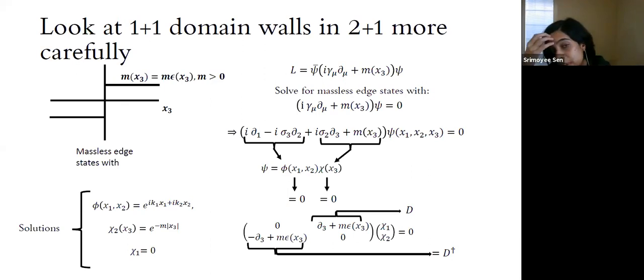And since I'm interested in the massless states, I would just impose this condition that on the boundary, I have (∂₁ − σ₃∂₂) ψ goes to zero. And the rest of the equation is just solving the Dirac equation, okay? So ψ is the wave function that I'm solving for, and you can solve it using separation of variables.